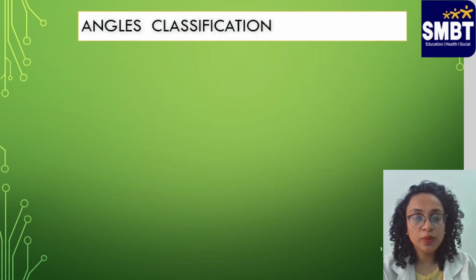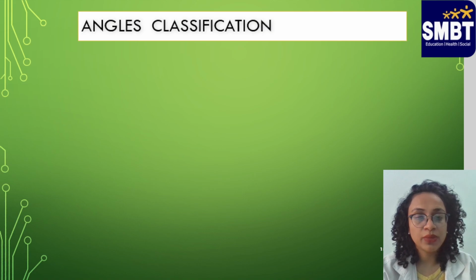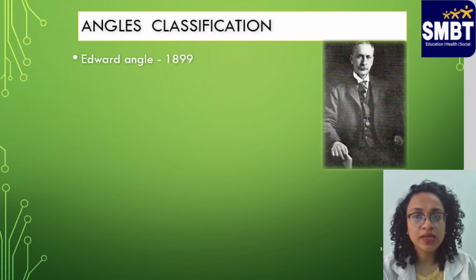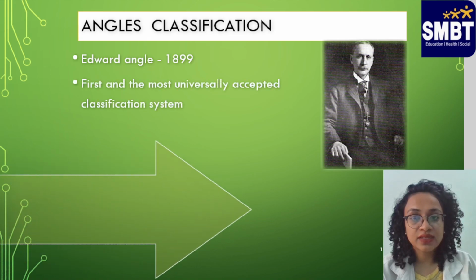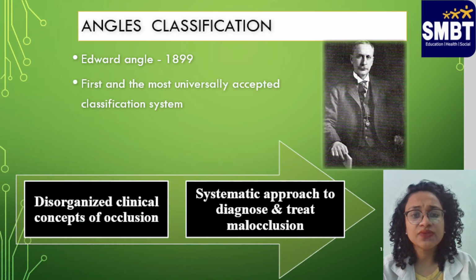So now that we know about the intra-arch, inter-arch malocclusions and the skeletal malrelationships, let us see the first classification of malocclusion, which is considered to be the oldest and universally accepted. That is the Angle's classification of malocclusion. So Edward Angle is also known as the father of modern orthodontics. He introduced this classification in 1899. It is the first and the most universally accepted classification system. He organized clinical concepts of occlusion into a more systematic approach to diagnose and treat malocclusion.